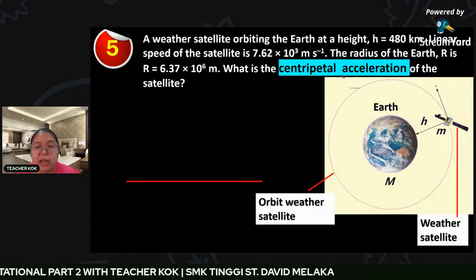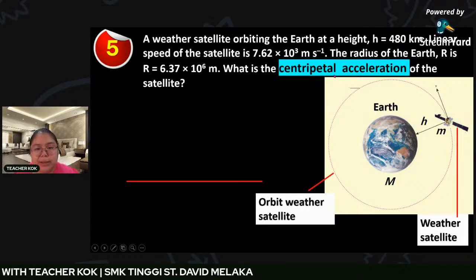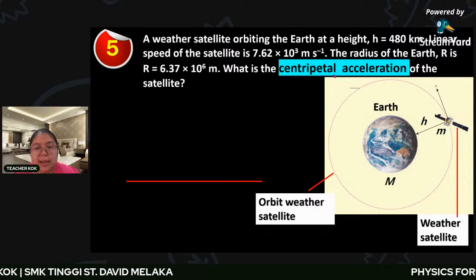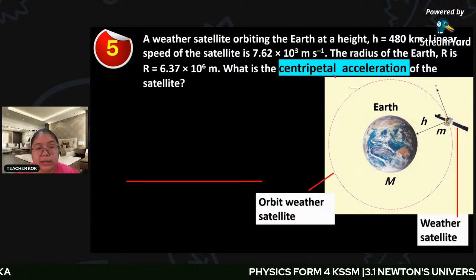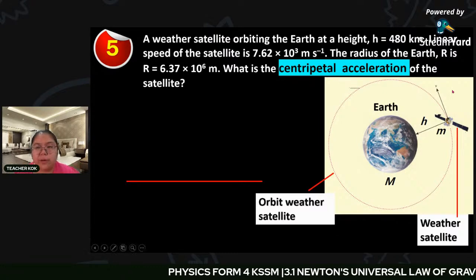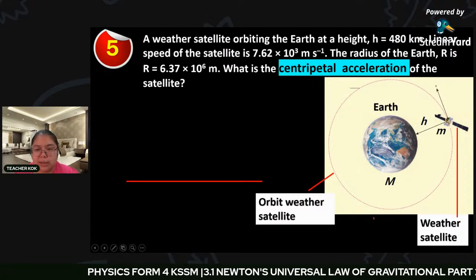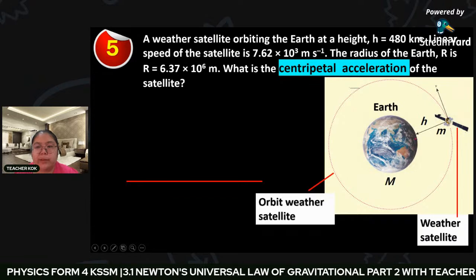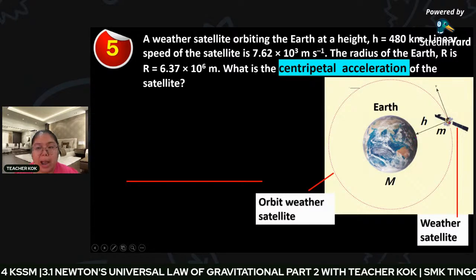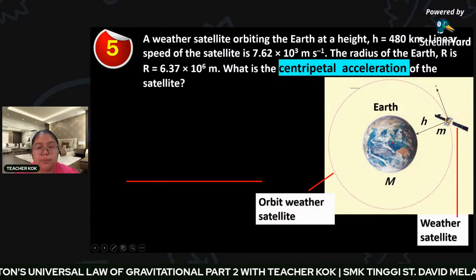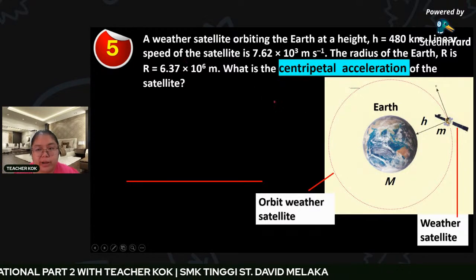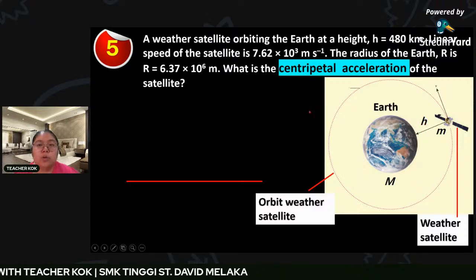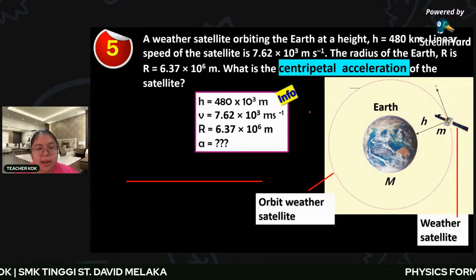Just now the A, we call it the centripetal acceleration of the satellite. We calculate for the satellite because the satellite is moving, not the earth. They keep orbiting the earth. So remember, now your height, you need to add the radius. That means they give you the radius, then give you the height. So we need to apply the formula just now.